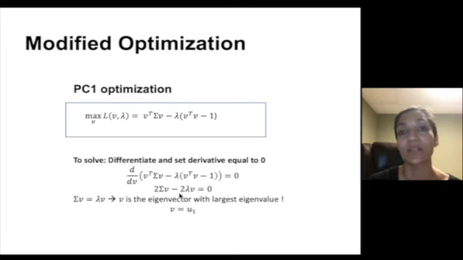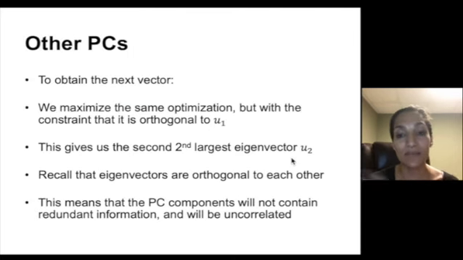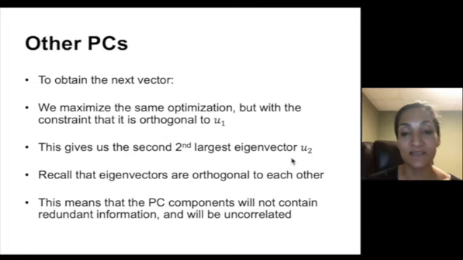You have the answer that what we need v to be is actually an eigenvector of sigma, because it has to satisfy sigma v equals lambda v. Moreover, it should be the eigenvector with the largest eigenvalue, because we want to maximize this. Thus, the v we're looking for is the eigenvector u sub 1, which has the largest eigenvalue. What about the other principal components? To obtain the next direction or the next vector, we maximize the same optimization, but with respect to the constraint that it's orthogonal to u sub 1. This gives us the second largest eigenvector u sub 2.